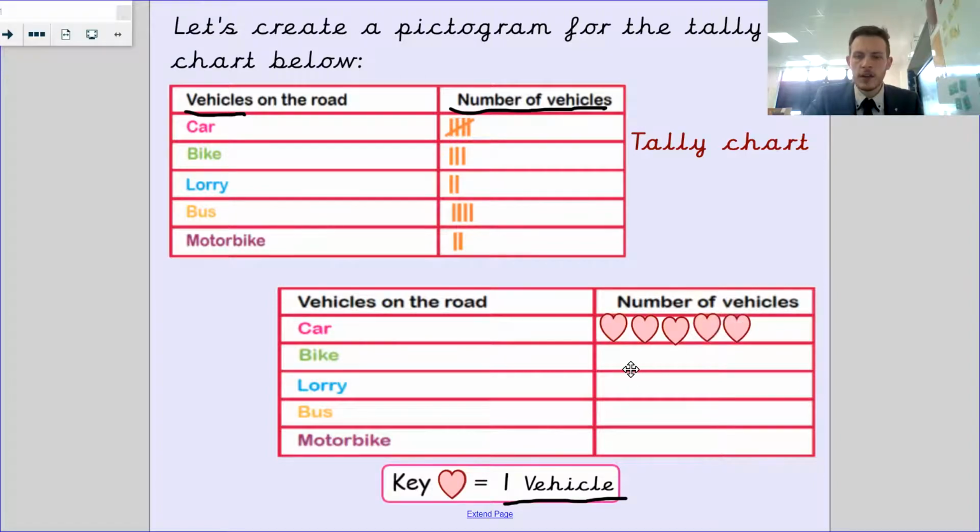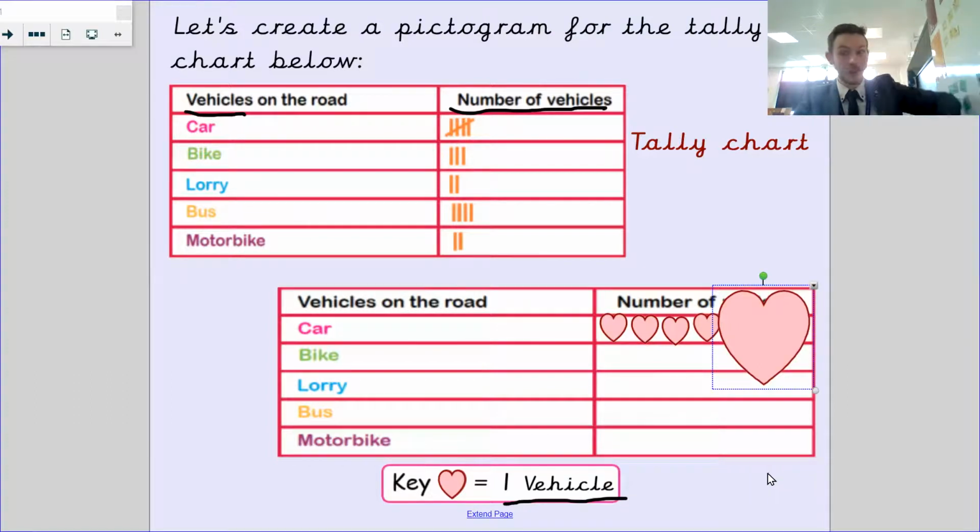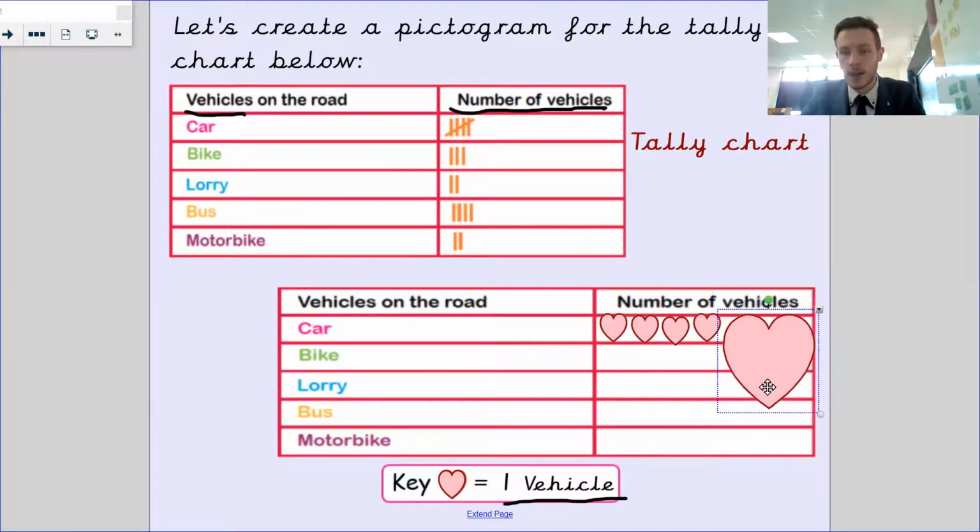That's 5. Do you notice something about my hearts? They're all the same size and they're all on the same row. Would it look good or not so good if I made my heart like that? You're right. That would be not so good because it's going into the other columns. It's going into bike and it's going into lorry. That's wrong. So I need to make sure that all my pictogram objects that I'm drawing are all exactly the same size.